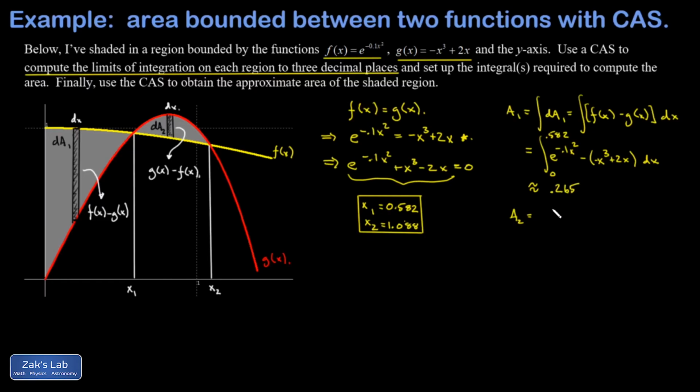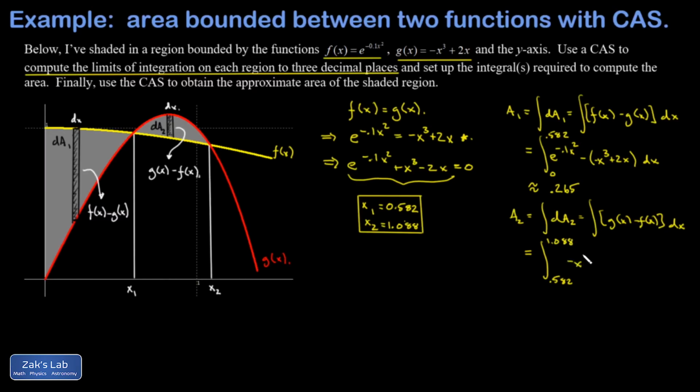Next, we compute A2, and that's the sum of all the contributions to A2, the dA2s. And dA2 is going to be a height of g of x minus f of x and a width of dx. And the lower bound on that is x1, this approximated intersection of 0.582, and the upper bound is 1.088.